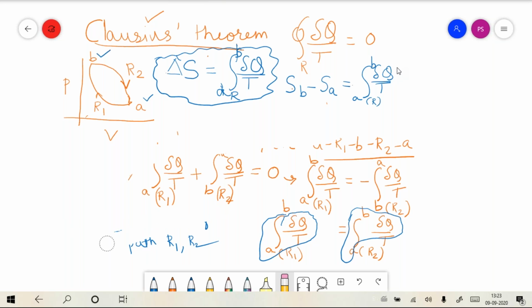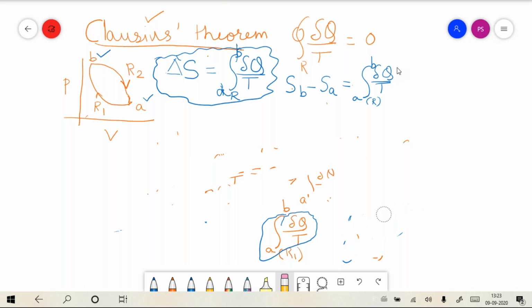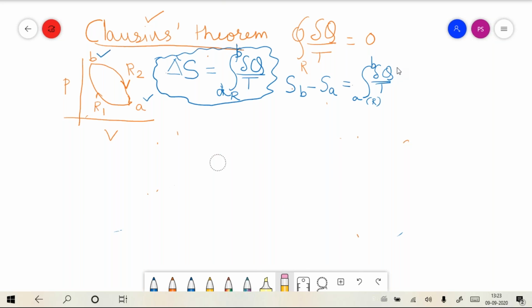Now if it is an elemental process, it means it's very small, this A and B. What we had done is that we had taken a finite difference between state A and state B. If state A and state B are too close, then we can write a generic, small expression, which is dS equals del Q by T, for a reversible process. So this is a very important expression.